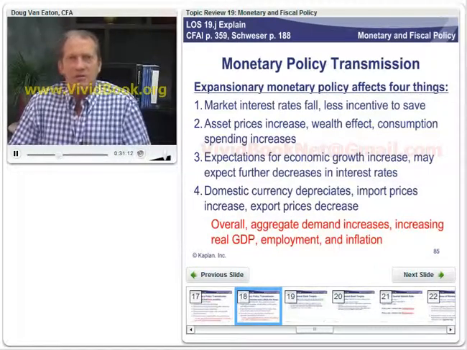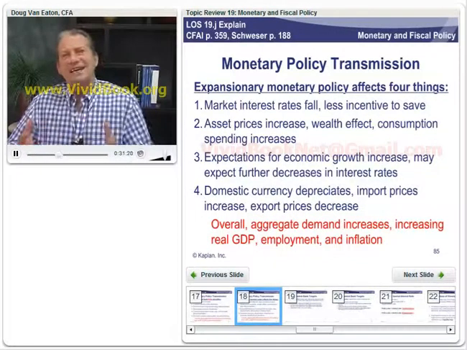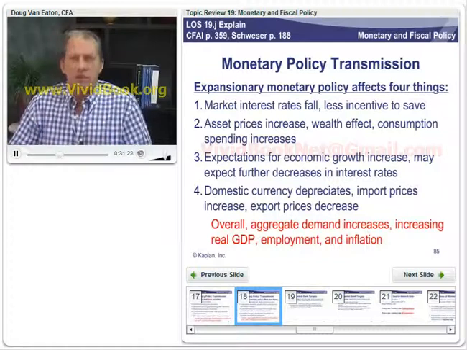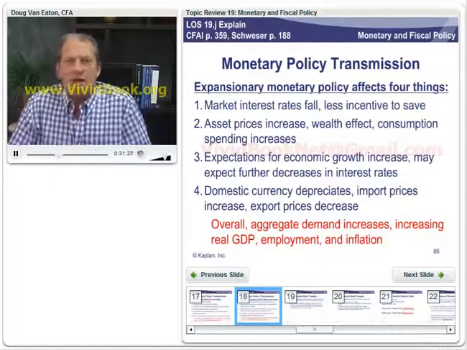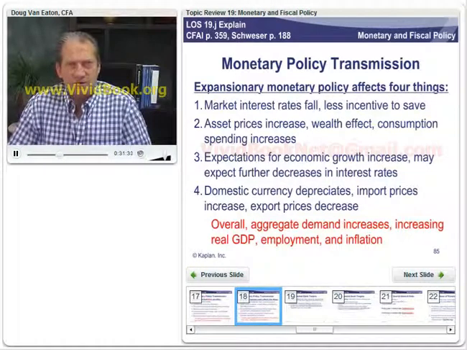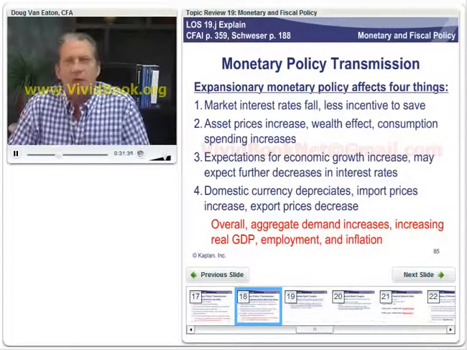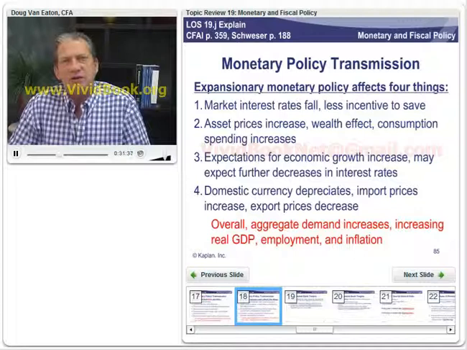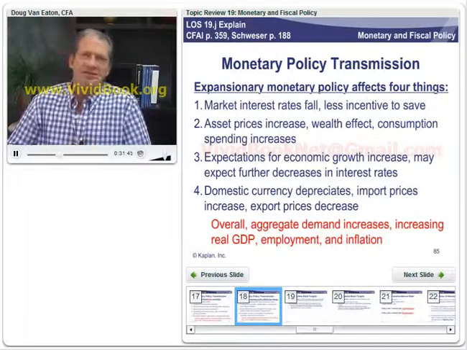Now, asset prices will increase. There's a wealth effect, so consumption spending increases. Expectations for economic growth increase, and in the economy, people may expect further decreases in interest rates. So that stimulates aggregate demand. Domestic currency depreciates, import prices increase, export prices decrease.